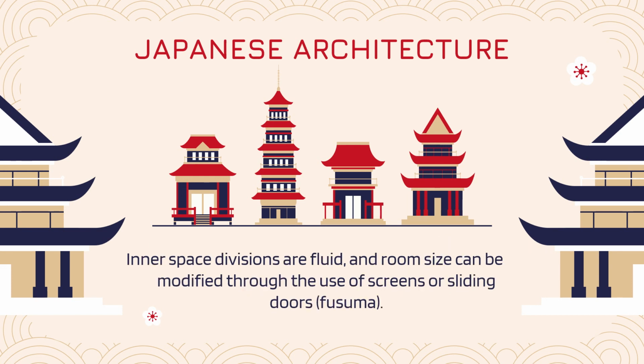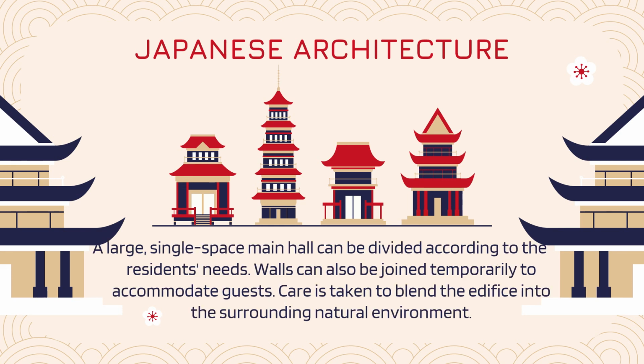Inner space divisions are fluid, and room size can be modified through the use of screens or sliding doors, or the fusuma. A large, single-space main hall can be divided according to the resident's needs. Walls can also be joined temporarily to accommodate guests. Care is taken to blend the edifice into the surrounding natural environment.